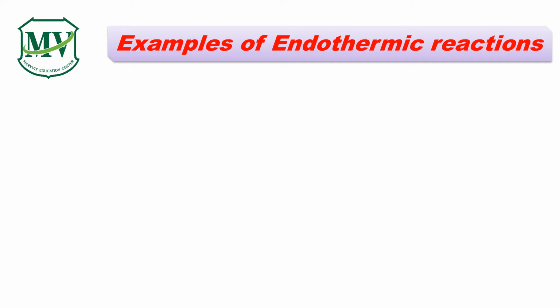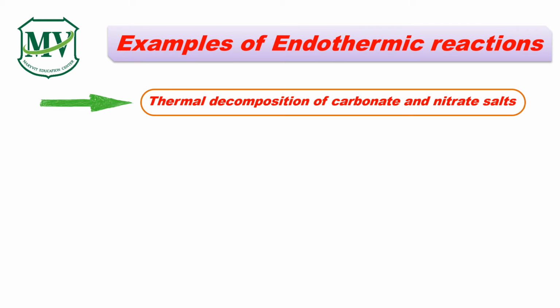Now, we have here examples of endothermic reactions that are also actually common in our surroundings. First, we have thermal decomposition of carbonate and nitrate salts. Thermal decomposition itself is an example of endothermic reaction. It is a reaction that gains energy from the surroundings. Thus, thermal decomposition of carbonate and nitrate salts is an example of endothermic reaction.